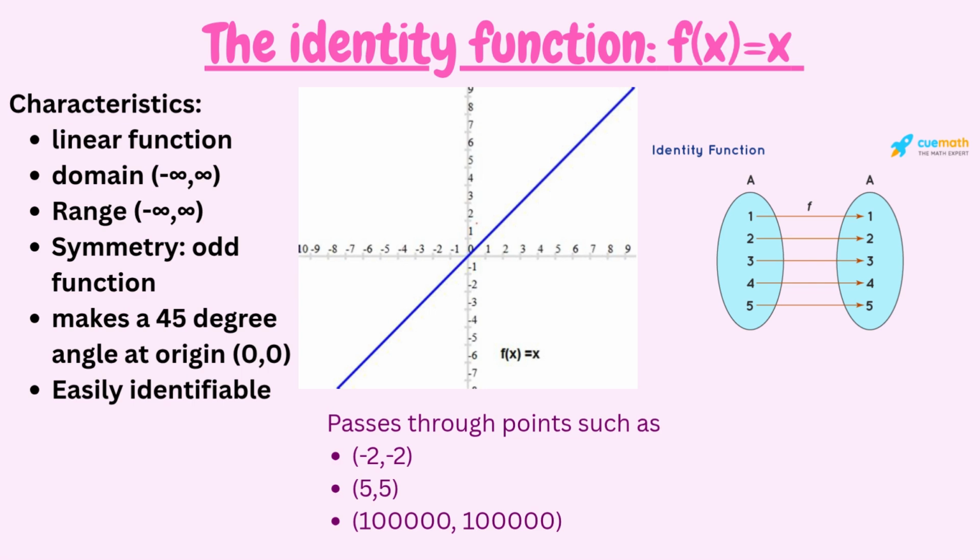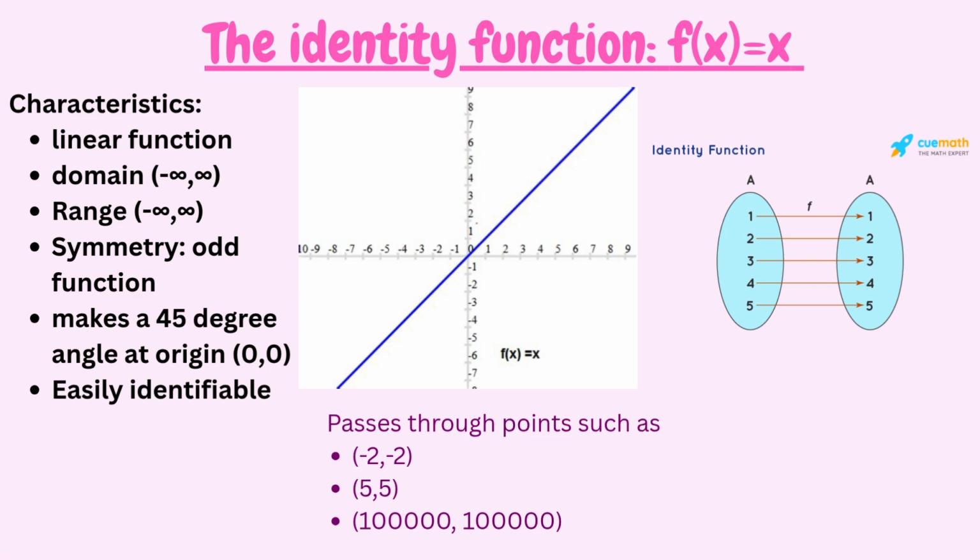The domain is from negative infinity to infinity. Same thing with the range, negative infinity to infinity. This symmetry, it's an odd function, and it makes a 45-degree angle at the origin, 0, 0. It's very easy to identify. This is the easiest function to learn and to identify when you're learning about the 12 different types of functions.